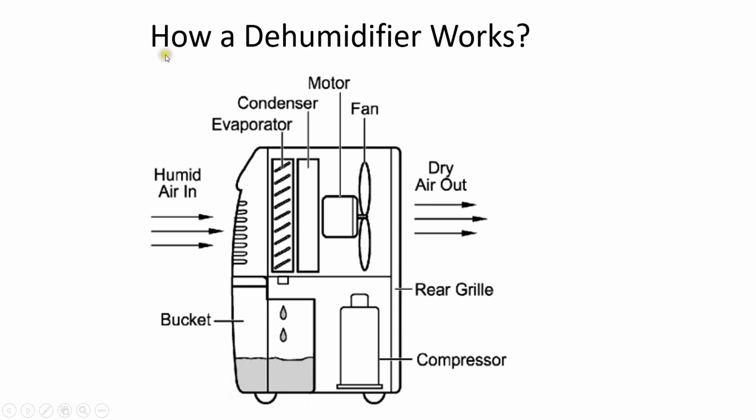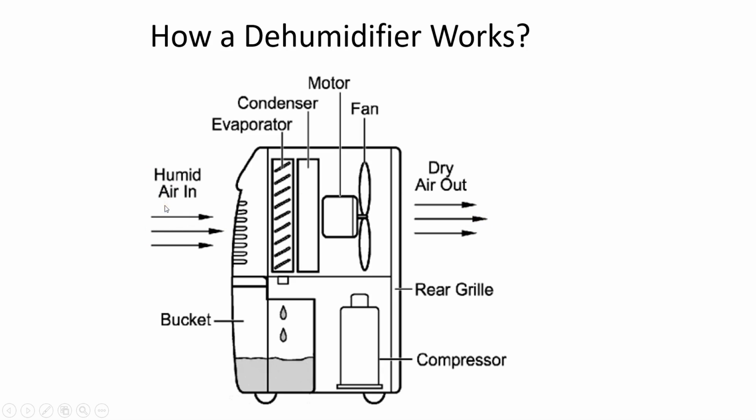How a dehumidifier works, by seeing this diagram, the user can understand. The purpose of a dehumidifier is only to control the humidity value, not the temperature. Here if you see, whatever the temperature of the air entering, the same temperature is maintained at the outlet also. Only the humidity is controlled.